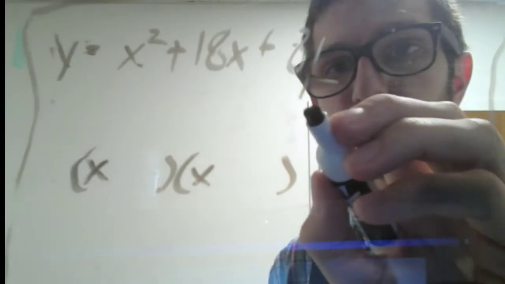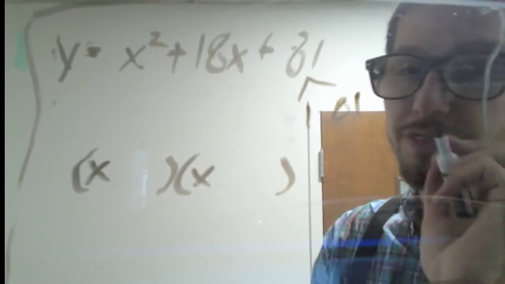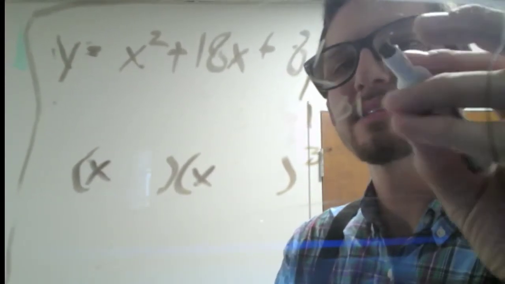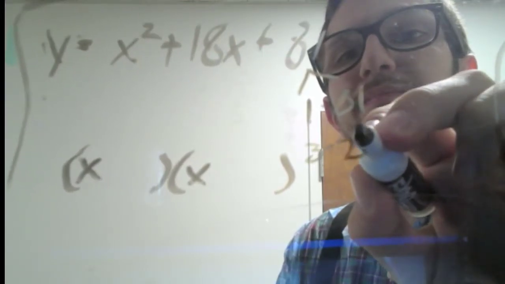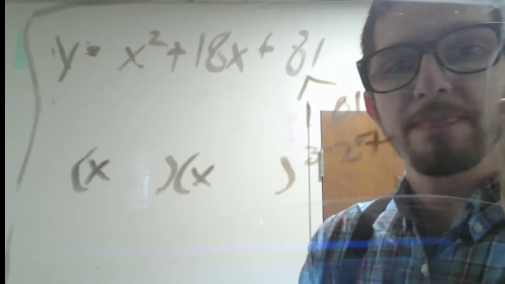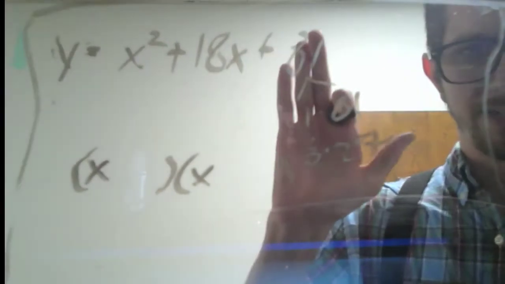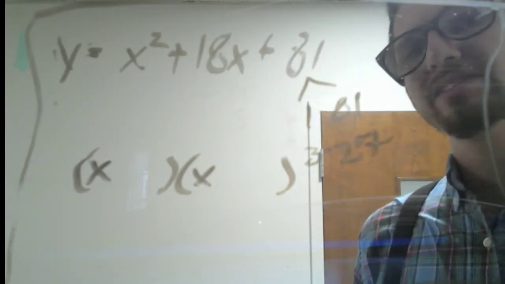Well, I've got 81, 1 times 81 starting at 1. 2 does not go into 81, but 3 does. 3 goes into 81. Is it 27? Yeah, 27 times. Well, you can't really read that. That's 3 and 27. I'm realizing a problem with this. 3 times 27, yeah.